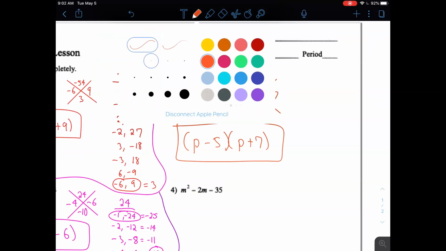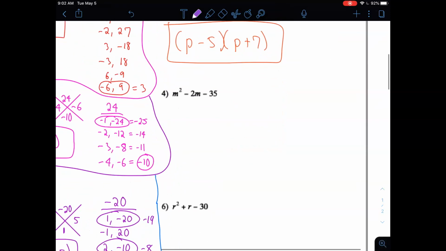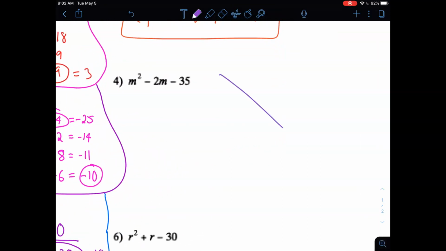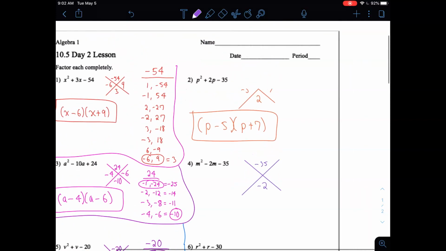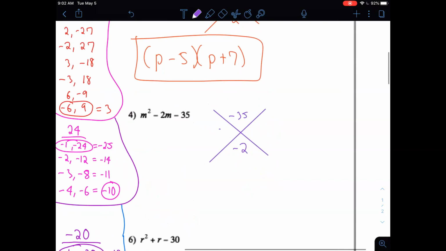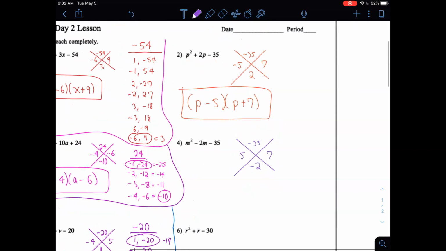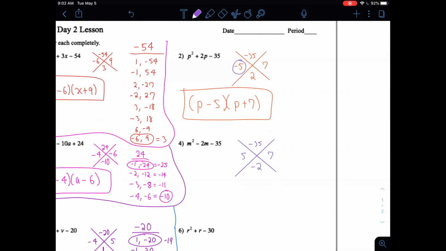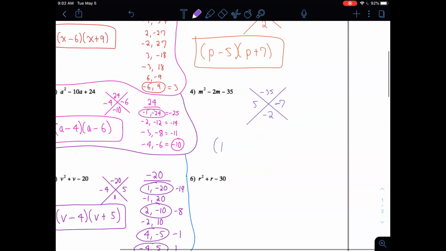Okay. Let's use a nice little purple here. All right, again, going like this. This one's actually very similar to the last one. We got negative 35 and negative 2. Well, the last one we had was positive 2 up here. This one's going to be negative 2, so we're probably going to use 5 and 7 again. Which one's going to be negative, though? To end up with positive 2, we had negative 5. To end up with negative 2, we're going to have negative 7. So our final answer is going to be m plus 5 times m minus 7.